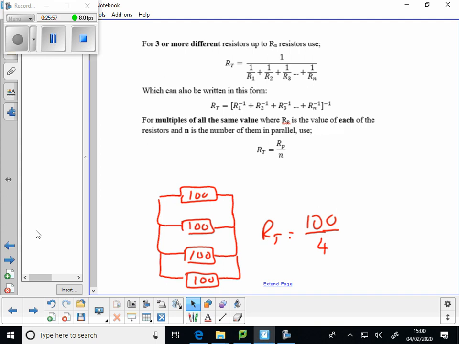Are you all okay with calculating series and parallel resistance as separate circuits? Good.